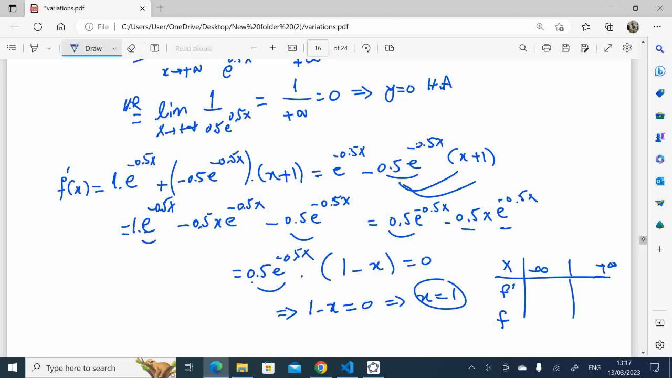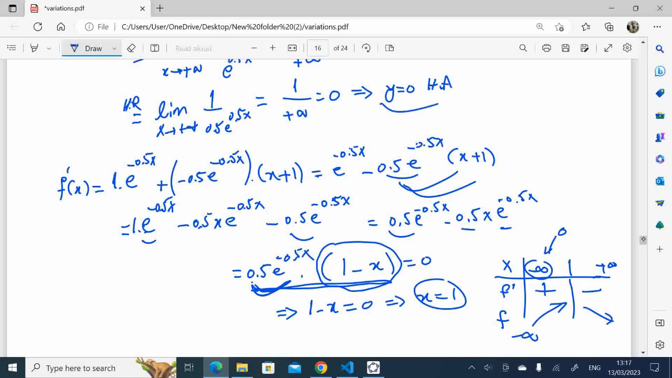If I try 0 before 1 and substitute it in f prime, it's enough to substitute it in this factor because the first factor is always positive. So 1 minus 0, it's 1, which means positive. So this side negative, so it's increasing, decreasing. As x approaches minus infinity, the answer was minus infinity. As x approaches plus infinity, we get y equals 0 horizontal, so we put here y equals 0 horizontal.